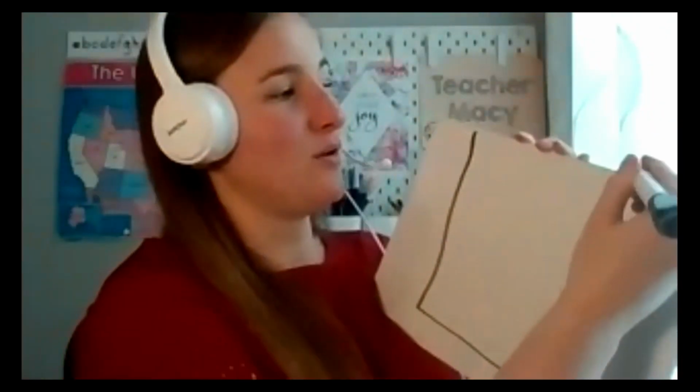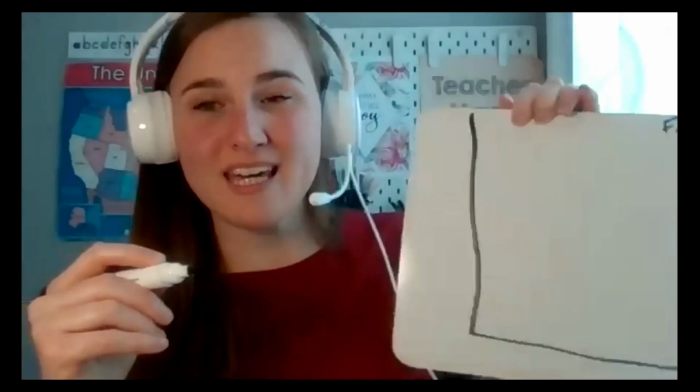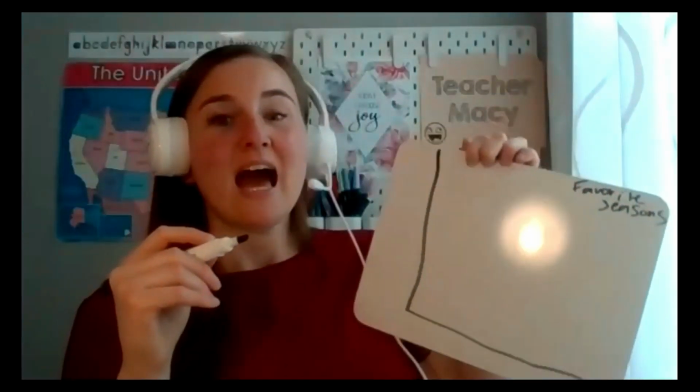Step number 2 is making a title. So I'm going to go up to the top and write favorite seasons. Very good. Step number 3 is writing our key. The key will tell us how much each picture is worth.